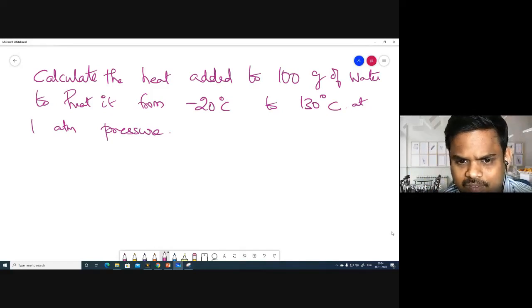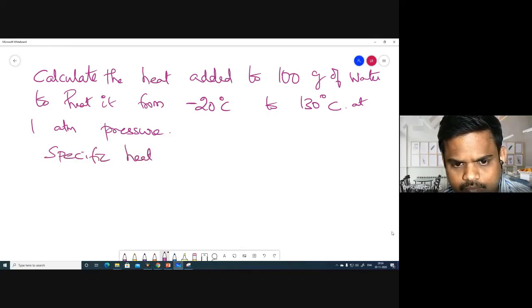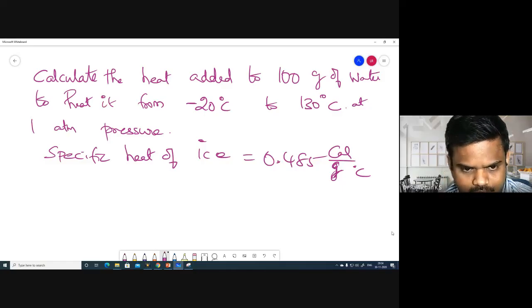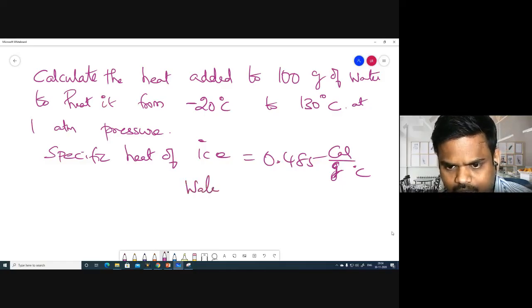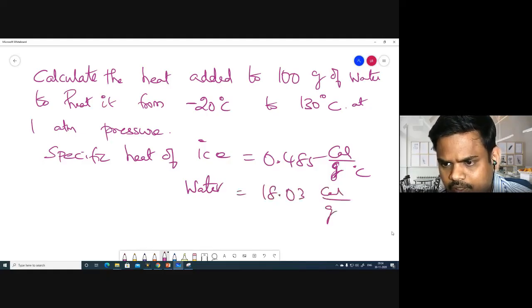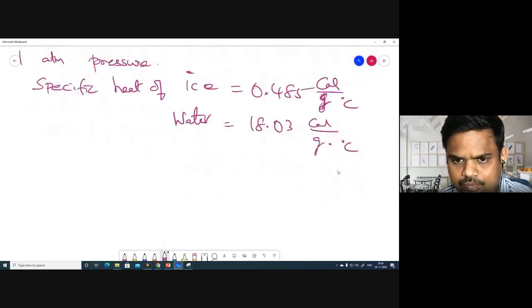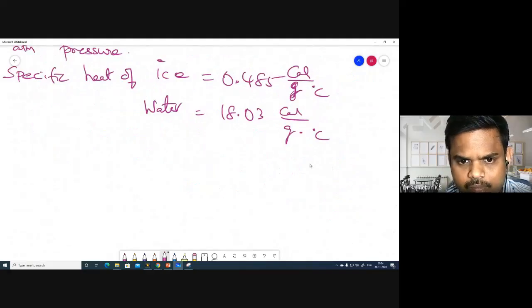Specific heat of ice is equal to 0.485 calorie per gram degree Celsius. Remember, now m Cp delta T we have to use because the specific heat is given in calories per mass values. Specific heat of water is equal to 18.03 calories per gram degree Celsius. And similarly, for steam it is given as a function of temperature.